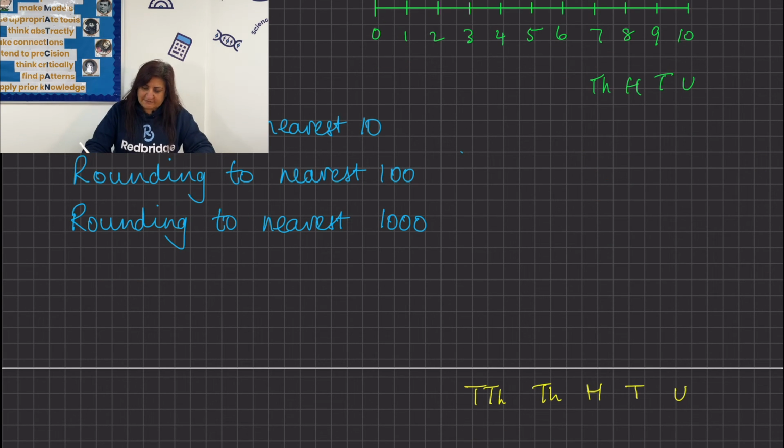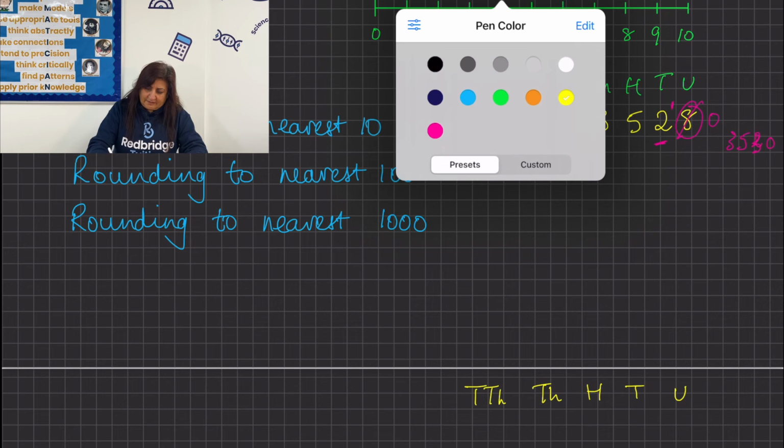Let's extend this concept a little bit further. We are going to take a number and see what we can do with that. So we've got 3,528. We're going to round this number to the nearest 10 first and foremost. So to round it to the nearest 10, we go to the tens column. We look at what we're doing with the 8. We need to round the 8 up. And so the 8 becomes a 0. We add a 1 there. The new number becomes 3,530.